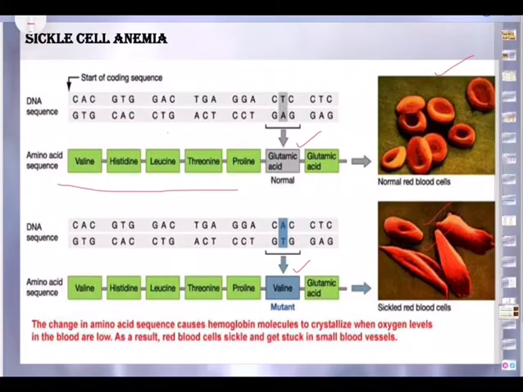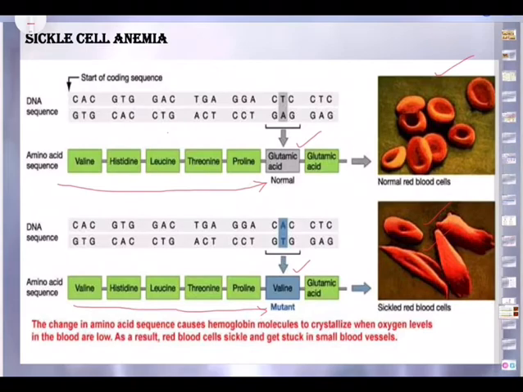Because of that error in the gene, there is a replacement of glutamic acid. Glutamic acid is an amino acid. So in place of glutamic acid, another amino acid called valine has come. As a result, the sequence of amino acids changes. In a normal person, this is the sequence, whereas in an abnormal person, look at the sequence, there is a change here. So in place of glutamic acid, valine has come, and that results in disshaping of the RBC. That's why we say sickle cell anemia.